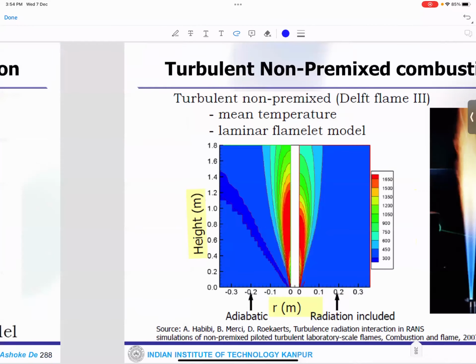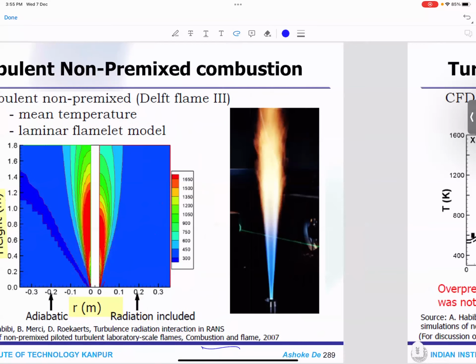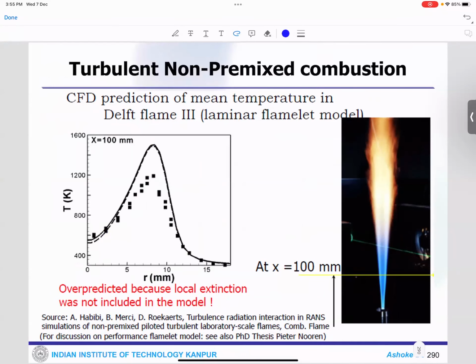So these are some examples. I mean, these are taken from a paper. You can see how the flame structure looks like. So this is using your flamelet model, and this is how the experimental structure looks like. This is the quantitative comparison of the same.